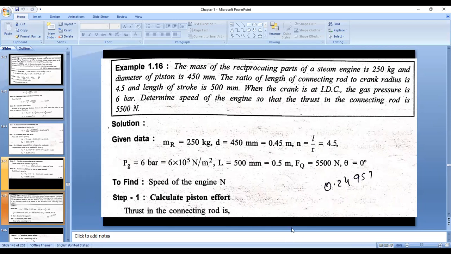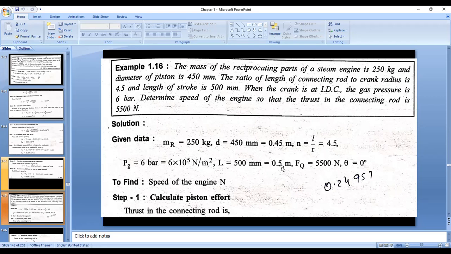Means, the given values are: mass is 250 kilogram, diameter is 450 mm, that means 0.45 meter, n is equal to L by R, which is 4.5, then Pg is equal to 6 bar, that means 6 into 10 raised to the power 5 Newton per meter square, and stroke length is 500 mm, that means 0.5 meter, and Fq is equal to 5500 Newton, and theta is equal to 0 degrees. So find out the speed of the engine.